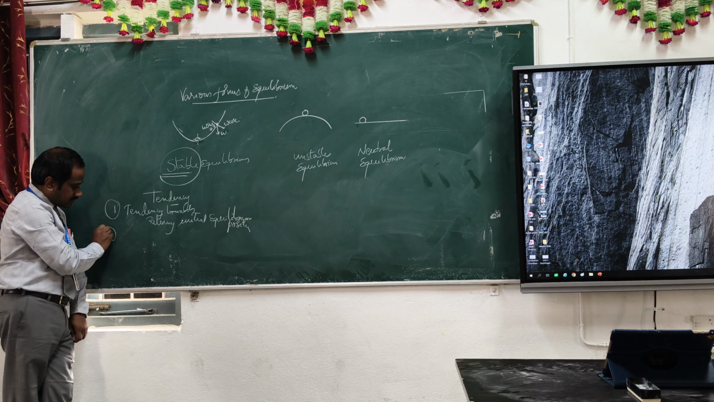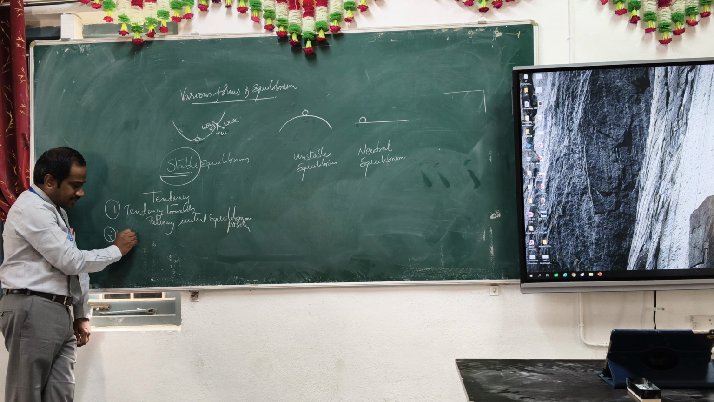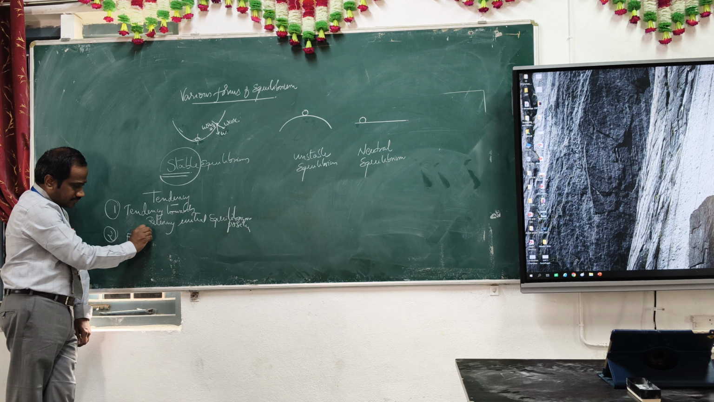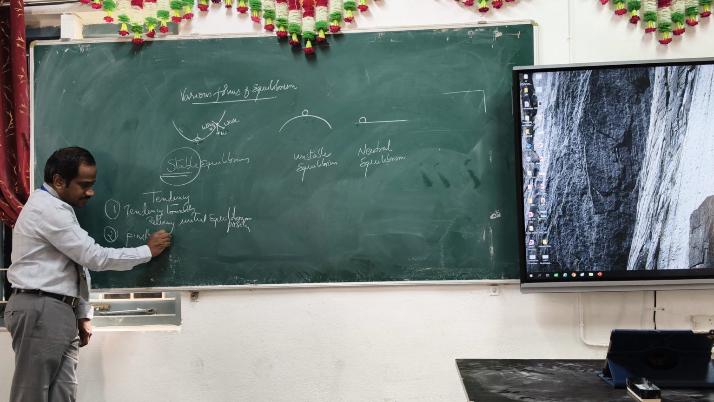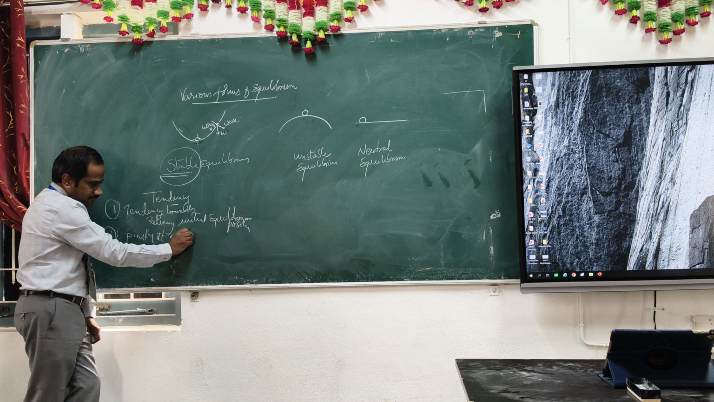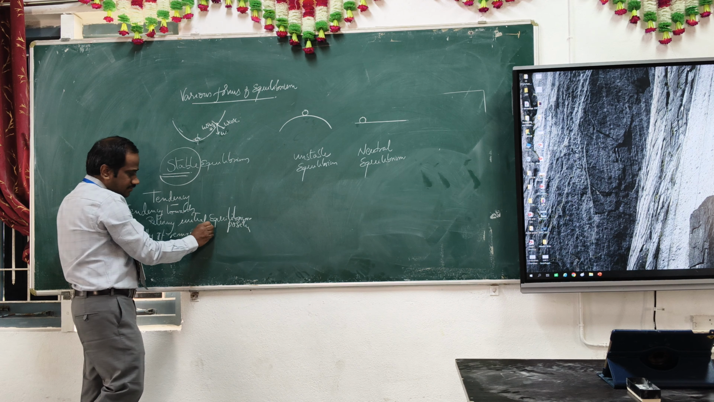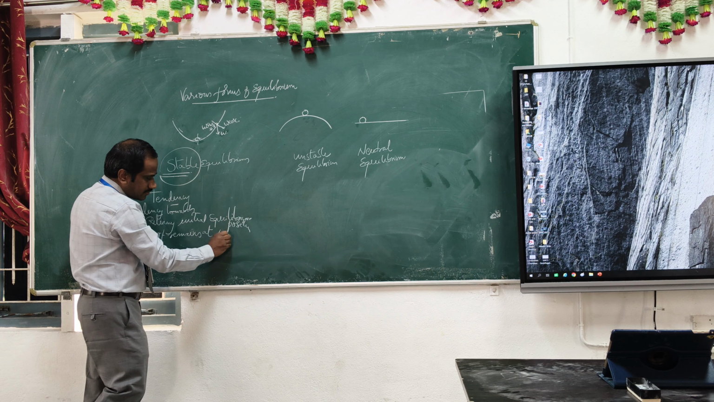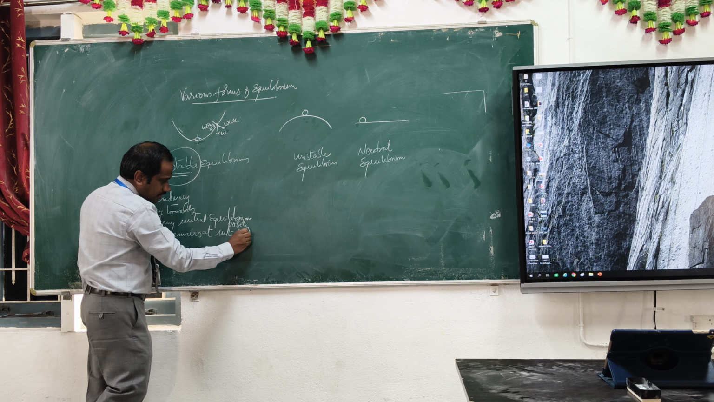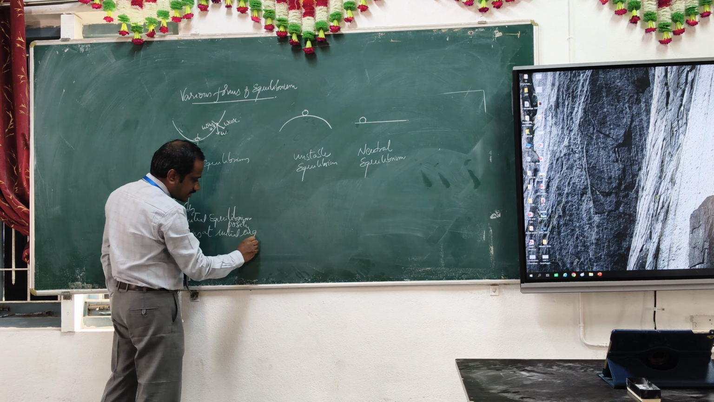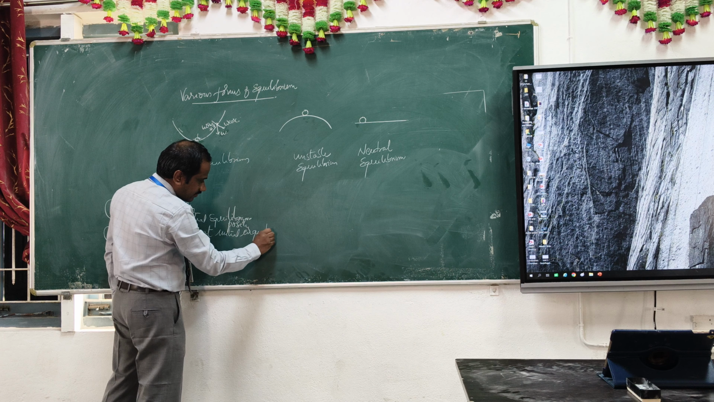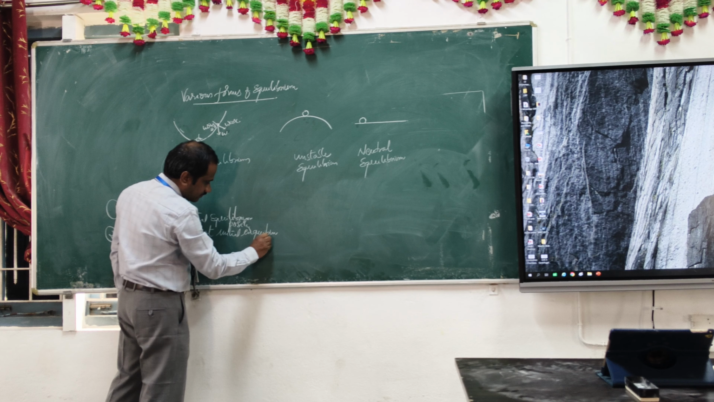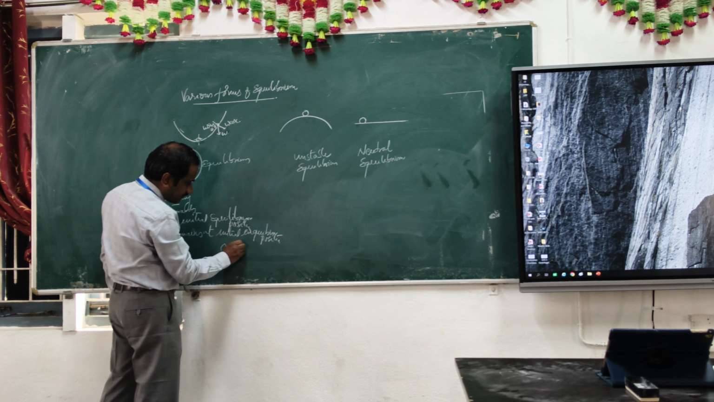Second is, finally, it remains at initial equilibrium position. Please understand the difference between them and tell me. Equilibrium position, what should I add here? Over a period of time.